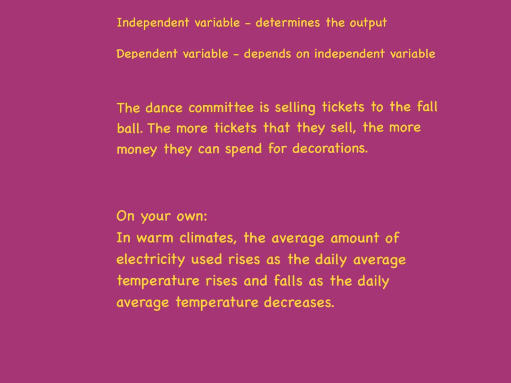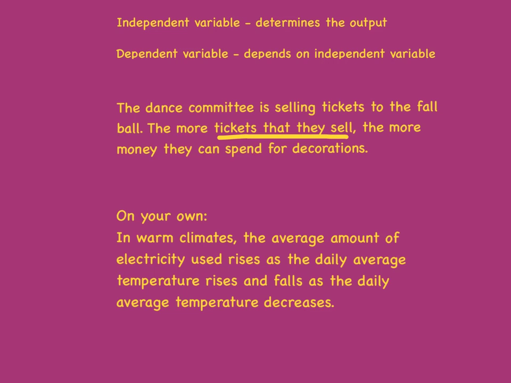Let's look at our example right here about the dance committee. The dance committee is selling tickets to the fall ball. The more tickets that they sell, the more money that they can spend for decorations, which makes sense because they'll get money from selling the tickets. Okay? What's not affected by any factor is the independent variable. So our independent variable in this problem is the tickets that they sell.